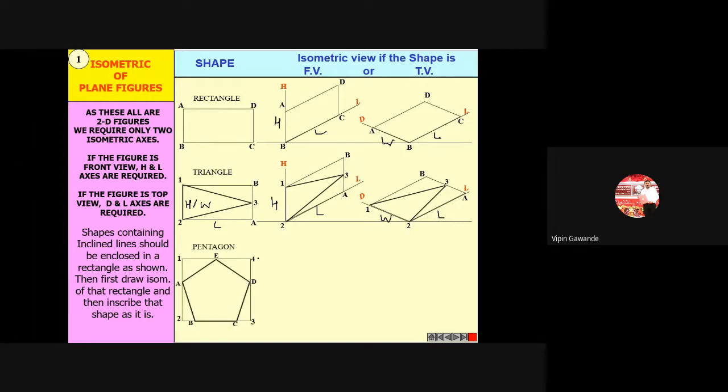Then how to draw the pentagon? For the pentagon, we have to take an outer rectangle, and then first of all we have to draw 1, 2, 3, 4 here. Then take this 1E distance in the compass and mark it here. Then 1A distance here. Then 2B distance here. Then 3C distance here. Then 3D distance here.